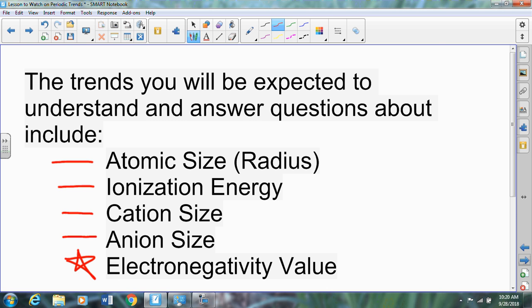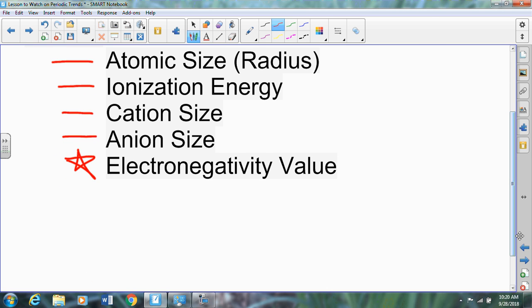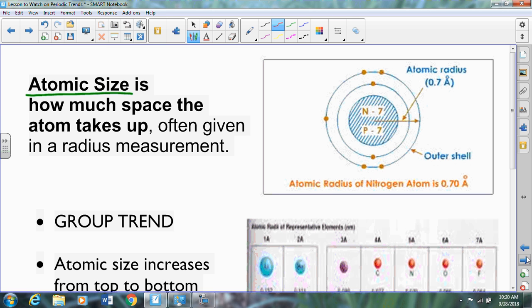I am going to be talking about atomic size first. If you ever need to pause, just pause the video, write down what you need to, and then continue. So, let's talk about atomic size. First, I'll give you the definition. Atomic size is how much space the atom takes up, often given in a radius measurement.